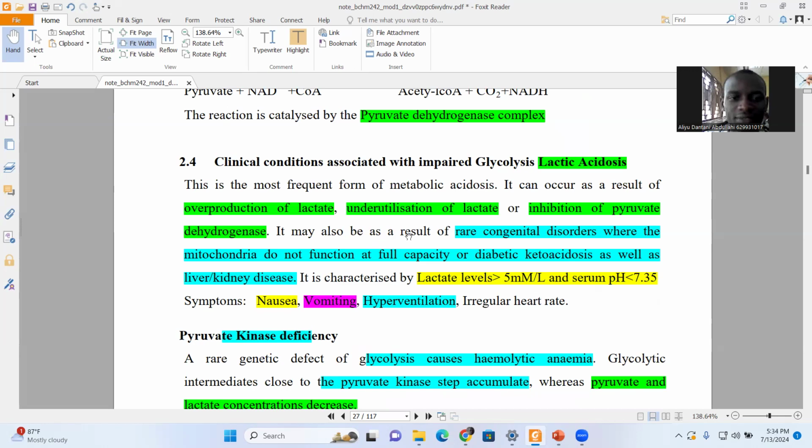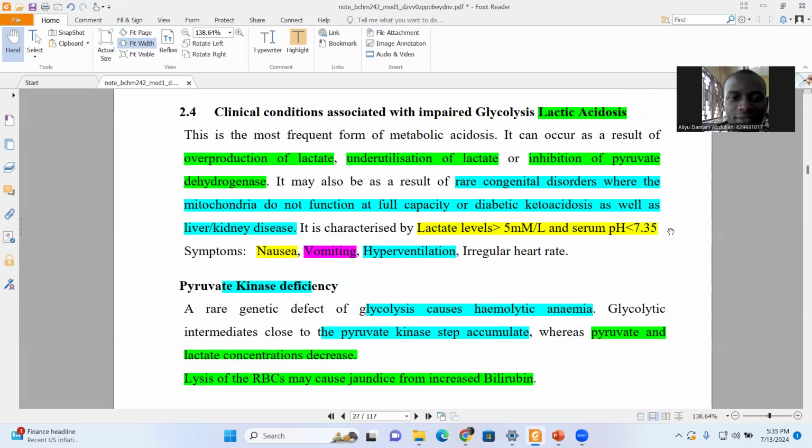Inhibition of pyruvate dehydrogenase may also be as a result of rare congenital disorders where mitochondria do not function at full capacity, or diabetic ketoacidosis, as well as liver and kidney disease. I think in the latter part of this course, we're going to discuss diabetes, so we'll key into this a little bit better then. All right, it is characterized by lactate levels greater than 5 millimole per liter and serum pH of less than 7.35. I think the biological pH is 7.4, give or take. You should know better than me, right? You are practicing nurses, so I shouldn't say much here.